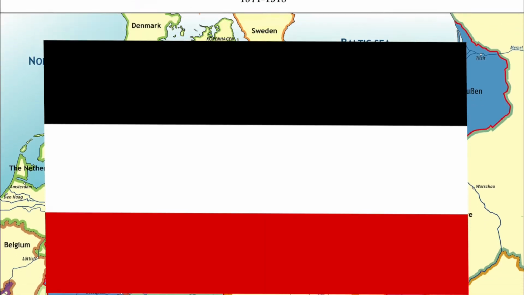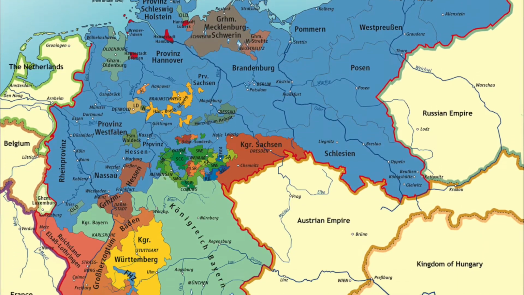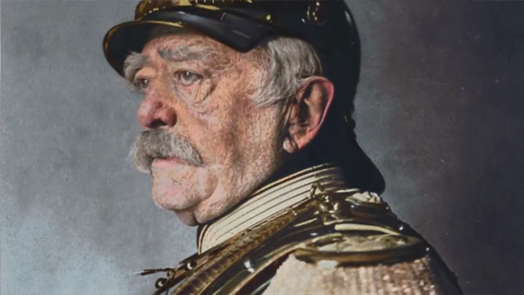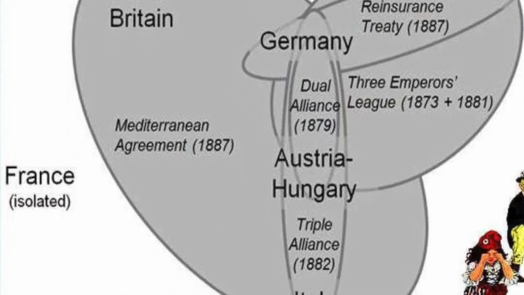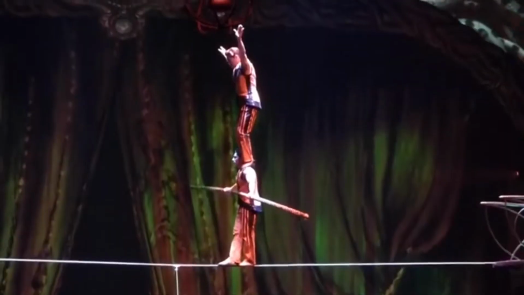Germany became a military and economic power. The German Chancellor Otto von Bismarck created several alliances to maintain certain balance in European politics. Actually, the German goals were to isolate France and maintain an equilibrium in the Balkans.